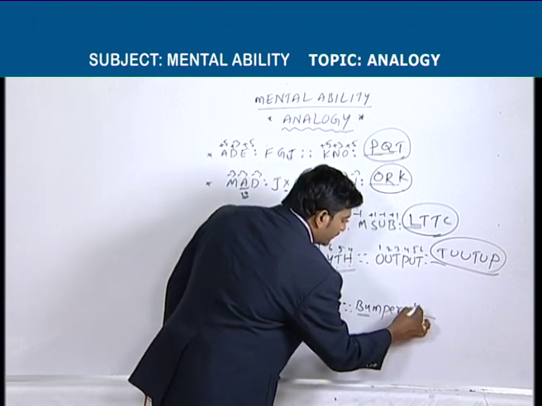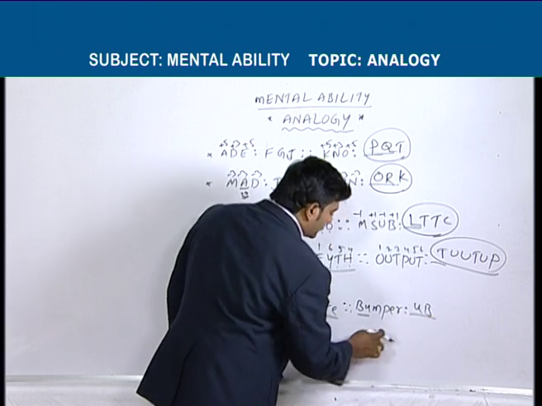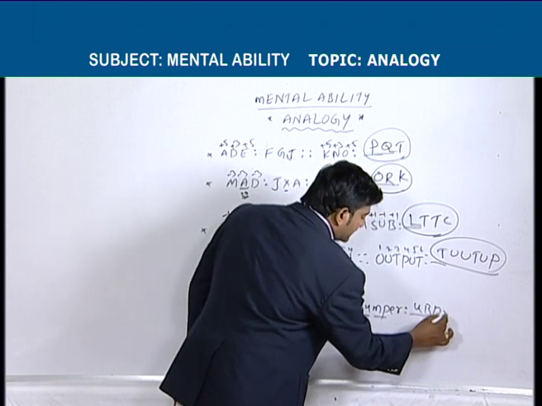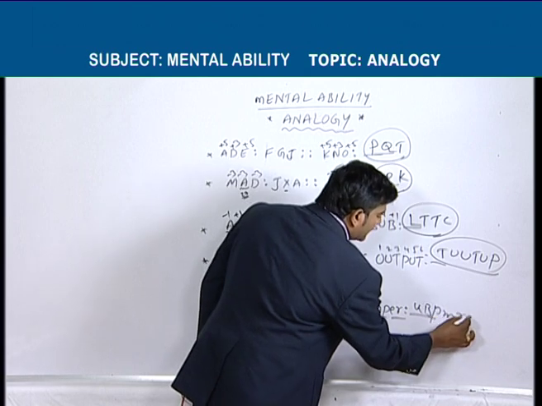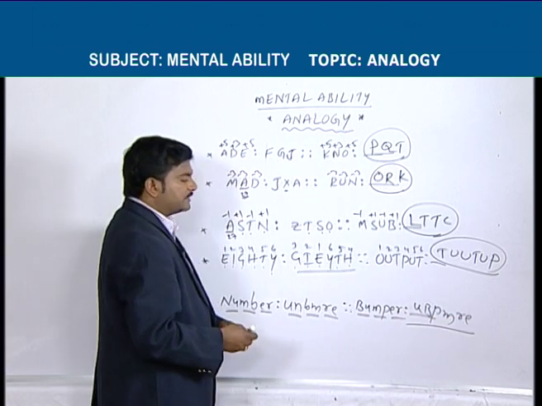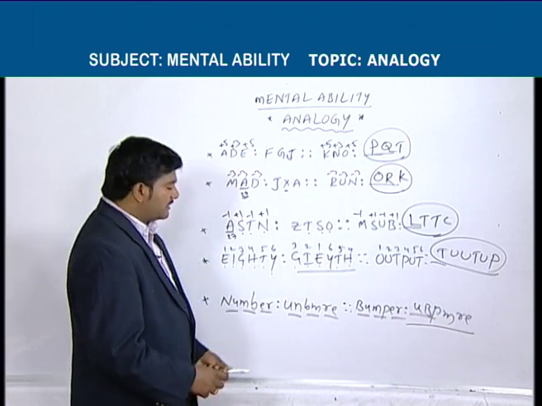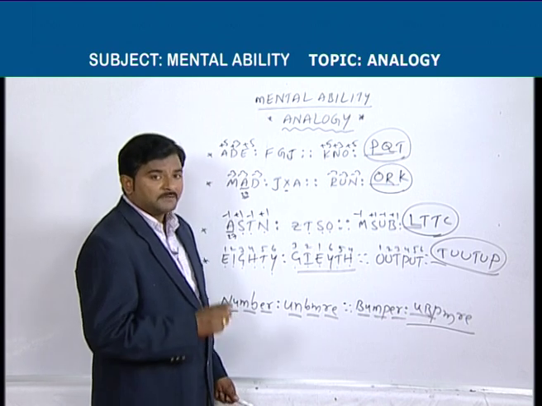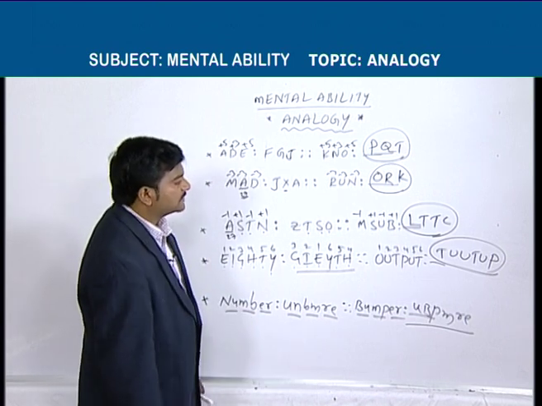BU means UB. Okay. MP means PM. ER means RE. I hope you enjoyed this concept also. Simply, every 2 letters of this word are written in reverse order. Okay, these are some concepts.